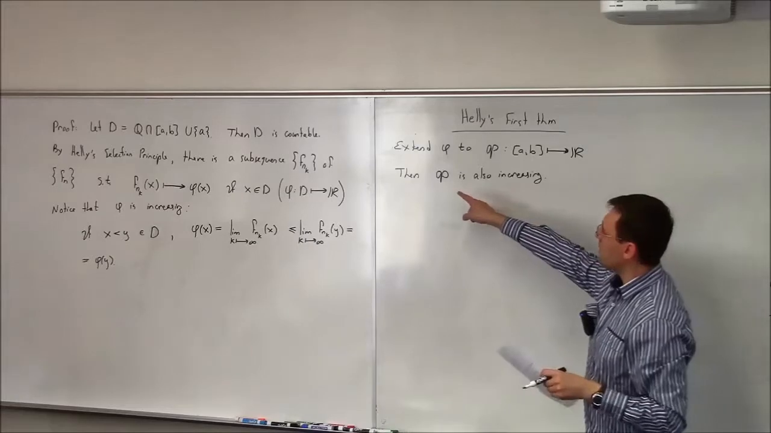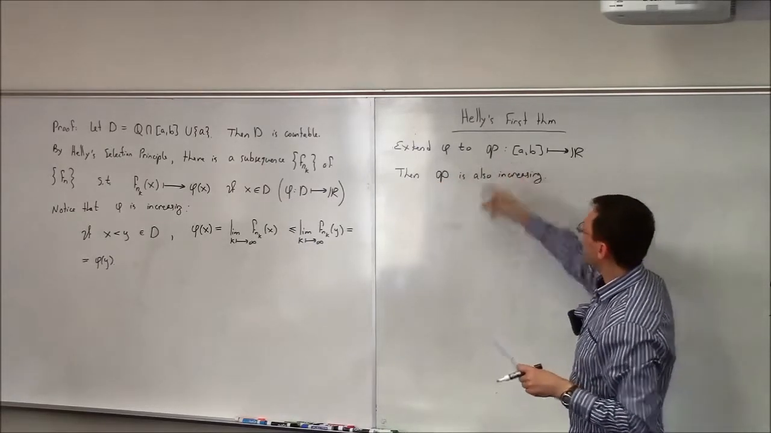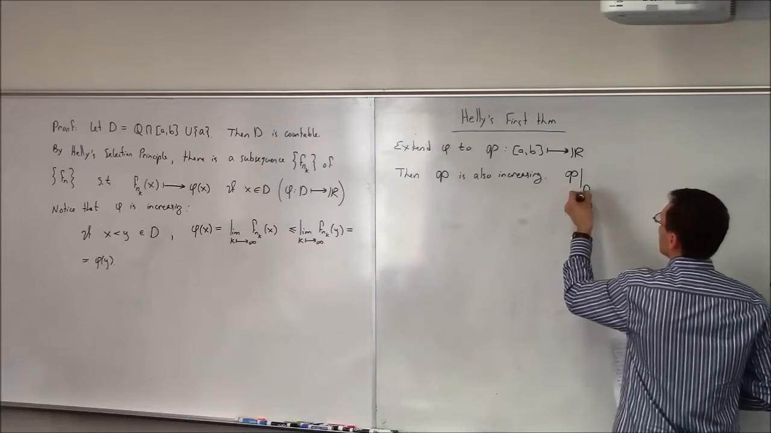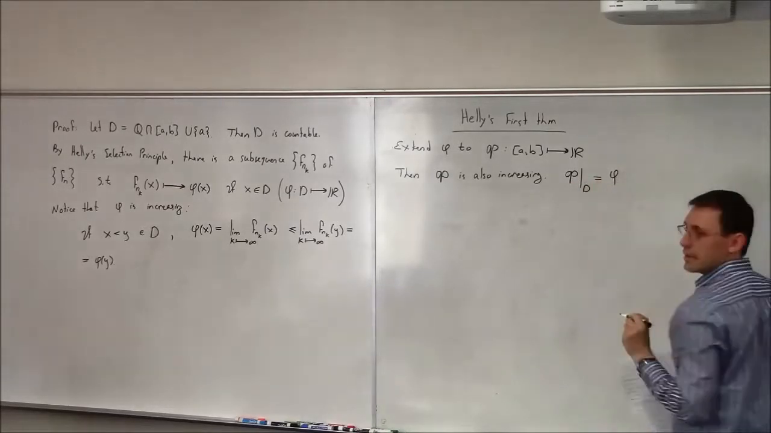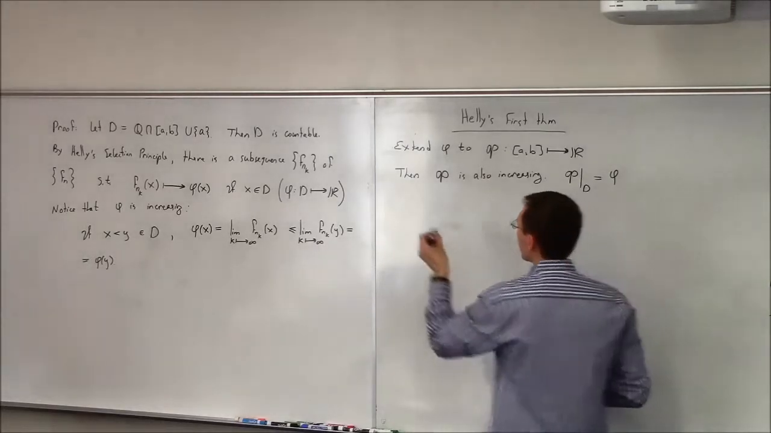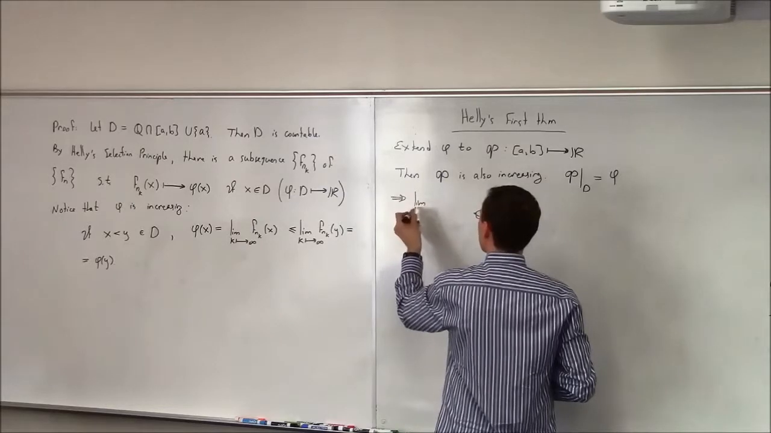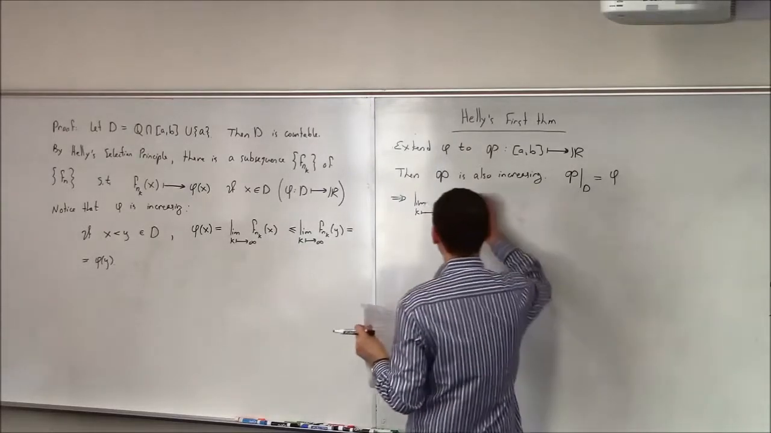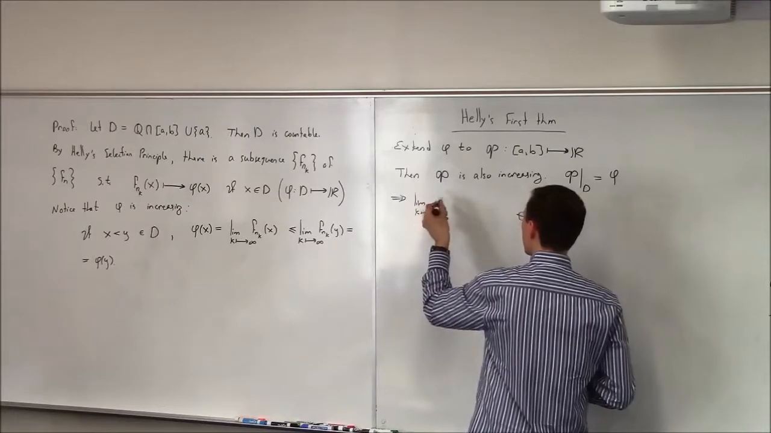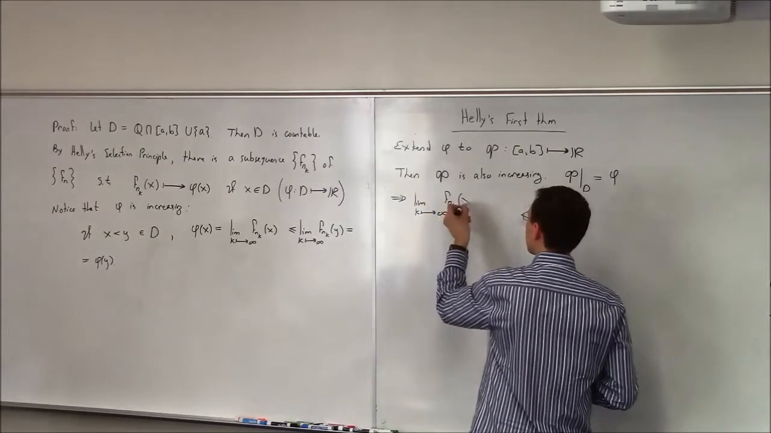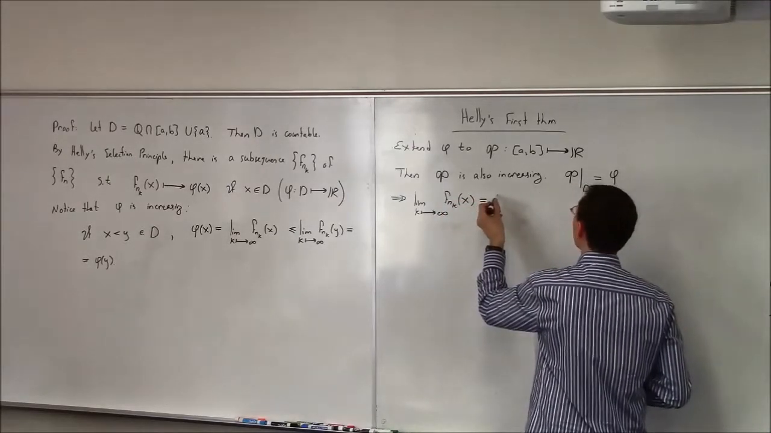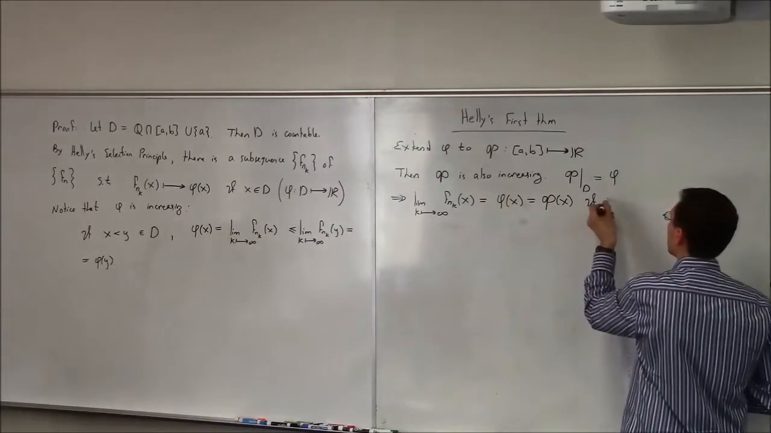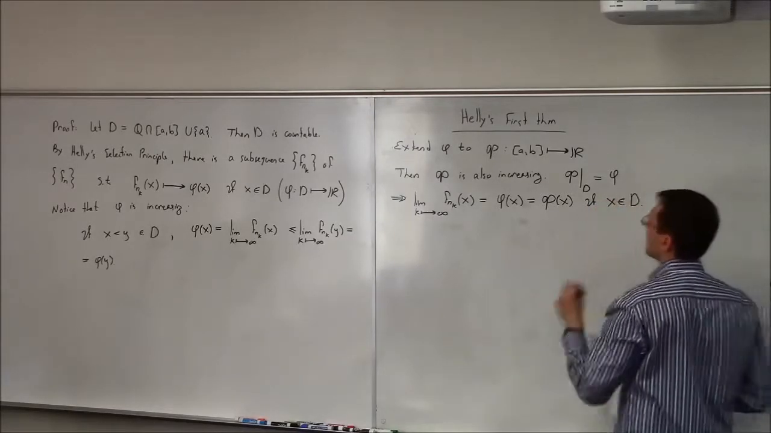Now, we no longer know what happens at other points, right? We know only that phi restricted to D is equal to phi, so the limit is the same, which means that the limit as k goes to infinity of f n sub k of x is going to be equal to phi of x if x belongs to D. But what happens outside of D?